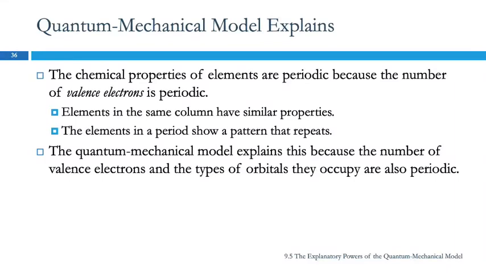So now we can look at how quantum mechanics explains some of these properties that we've been looking at. Some of these things we've mentioned. The chemical properties of elements are periodic because the number of valence electrons is periodic. Right? You go across the main group elements, and there's one valence electron, two valence electrons, 3, 4, 5, 6, 7, 8, and you get to the next row and it repeats. Number of valence electrons have a lot to do with those similar properties.